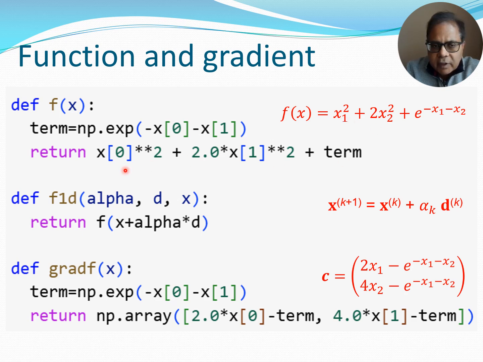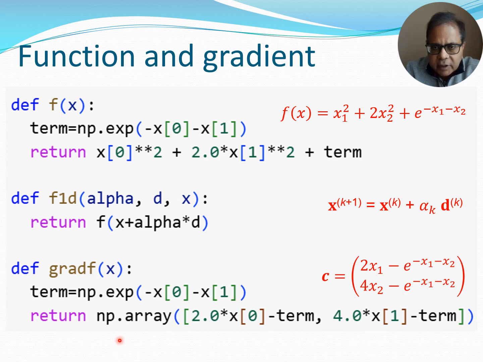So x1 becomes x0, x2 becomes x1. So keep that in your mind. There is a difference when you convert math to Python. Now the gradient vector is given as follows. So we can code it here. This is of course a vector.